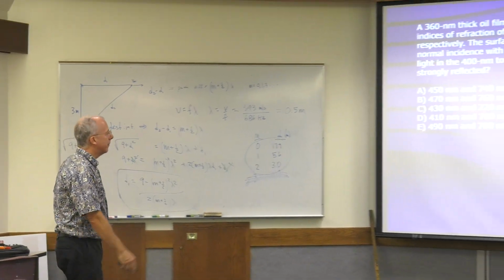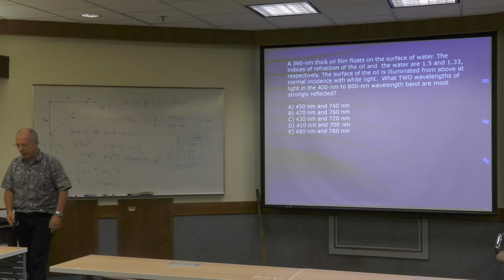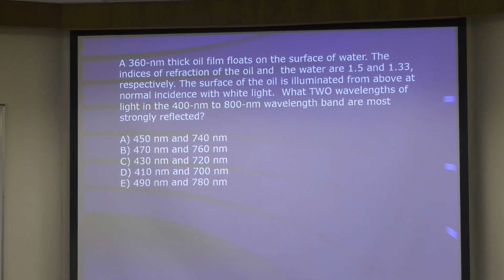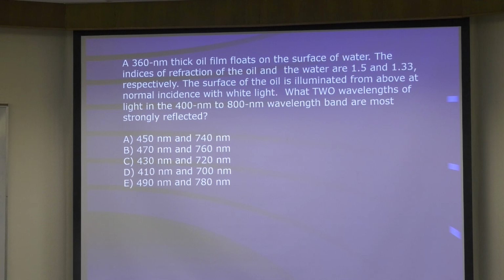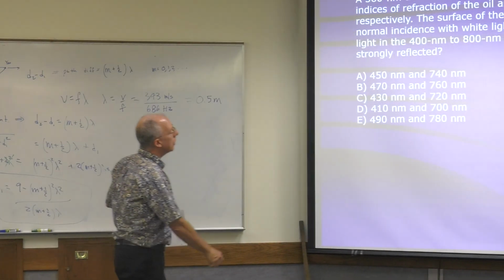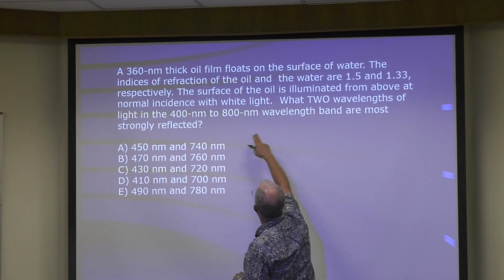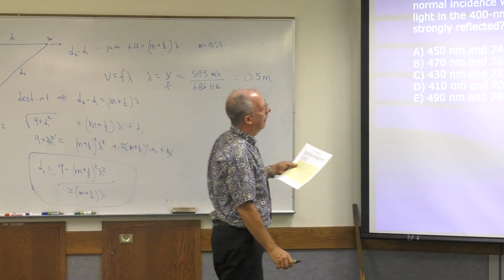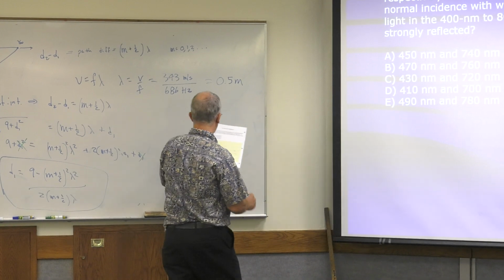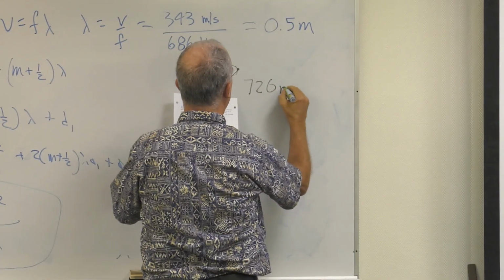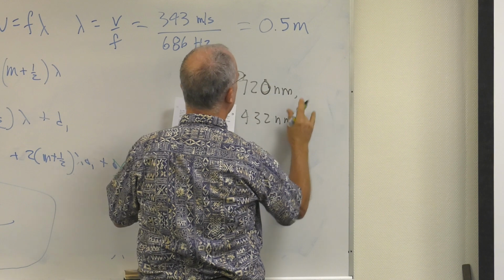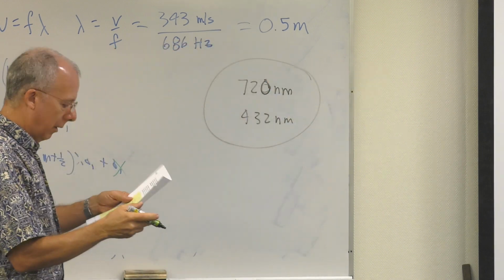All right. I'm not going to do this. You do it. This would be practice for you. But let me give you the answer, though. I have it somewhere. Okay. So for this problem, now notice it says, what two wavelengths of light are most strongly reflected? Two. So the answers are 720 nanometers and 432 nanometers. So it's C, right? C.